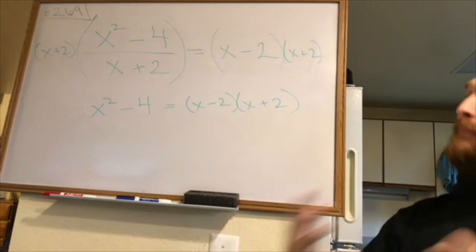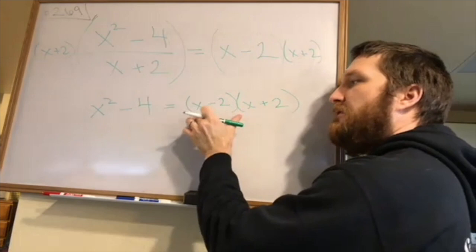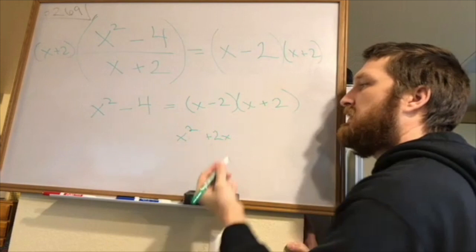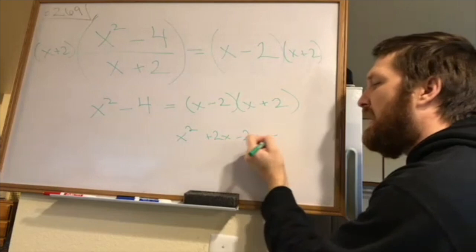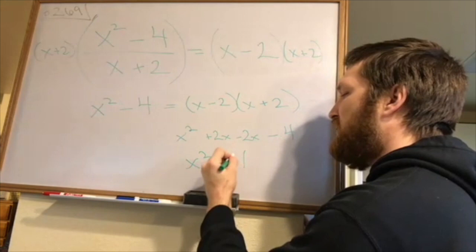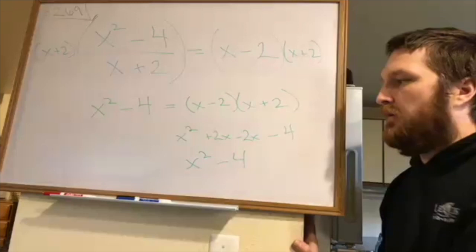If you're skeptical about that, we could first outer inner last this. When I do my first, I get x squared. My outer gives me plus 2. My inner gives me minus 2x. And my last gives me a minus 4. Those cancel. I get x squared minus 4. X squared minus 4 is equal to x squared minus 4. Always and forever and always.